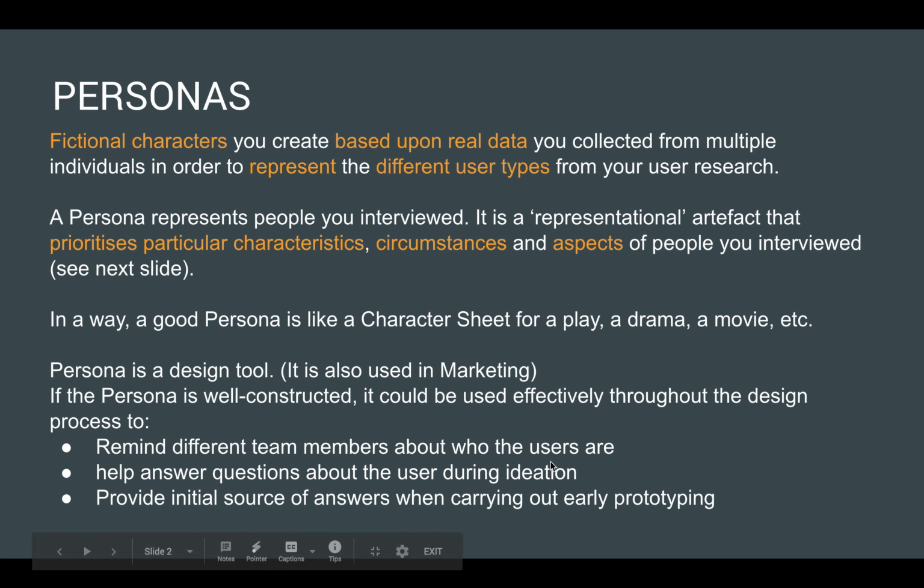The personas that you create, and personas in general, are fictional. Fictional means they're not real. But they're based on real data, so they're based on the people you've spoken to.